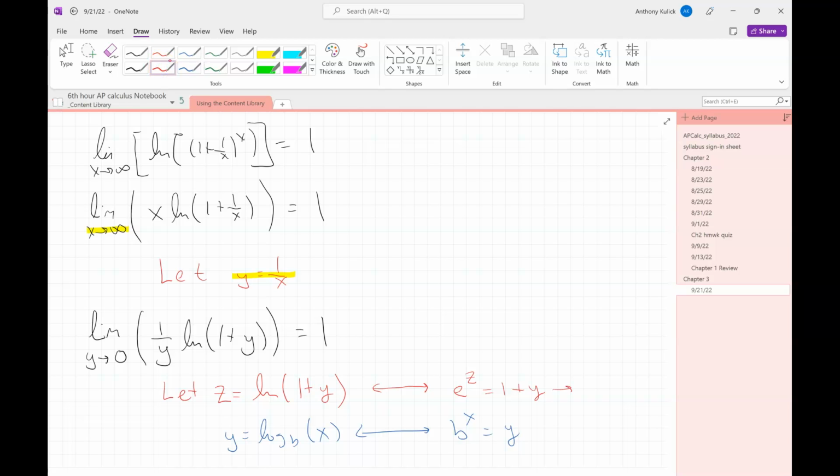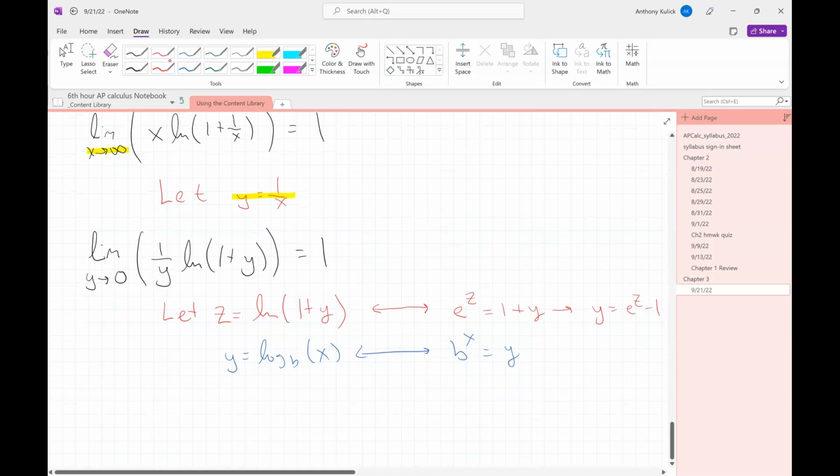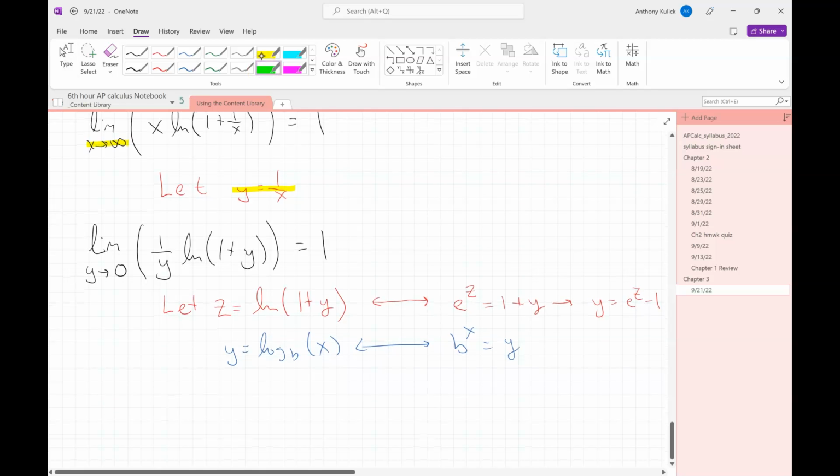And this guy, I can get the y by itself by just subtracting the 1 over. Wrong way, Mr. Kulik, you dummy. By subtracting the 1 over. All right. But I'm doing another change of variable.